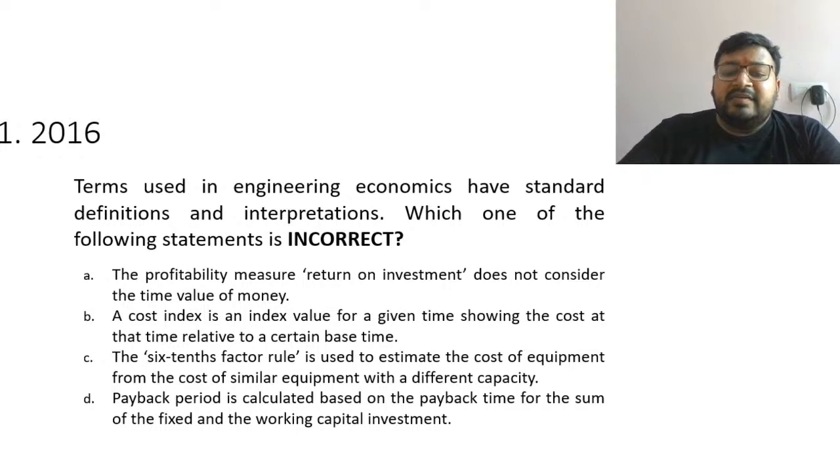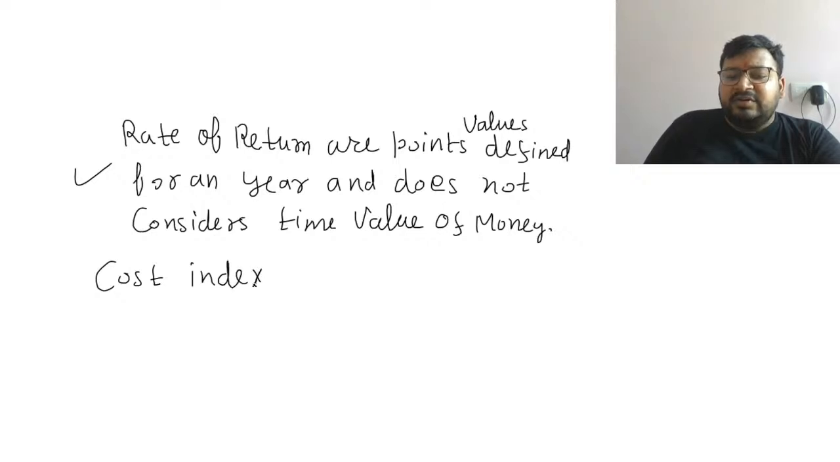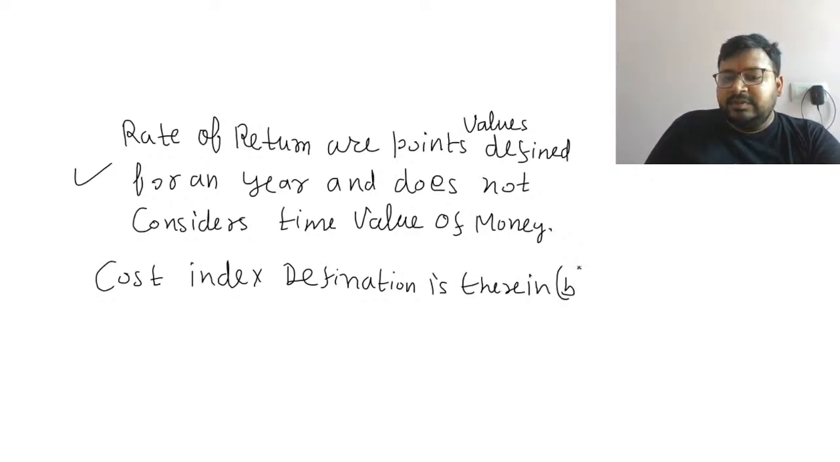A cost index is an index value for a given time showing the cost at that time relative to a certain basic time. So that is the definition of cost index. Yes, that is also correct. The cost index definition is there. In B, so that is also correct.